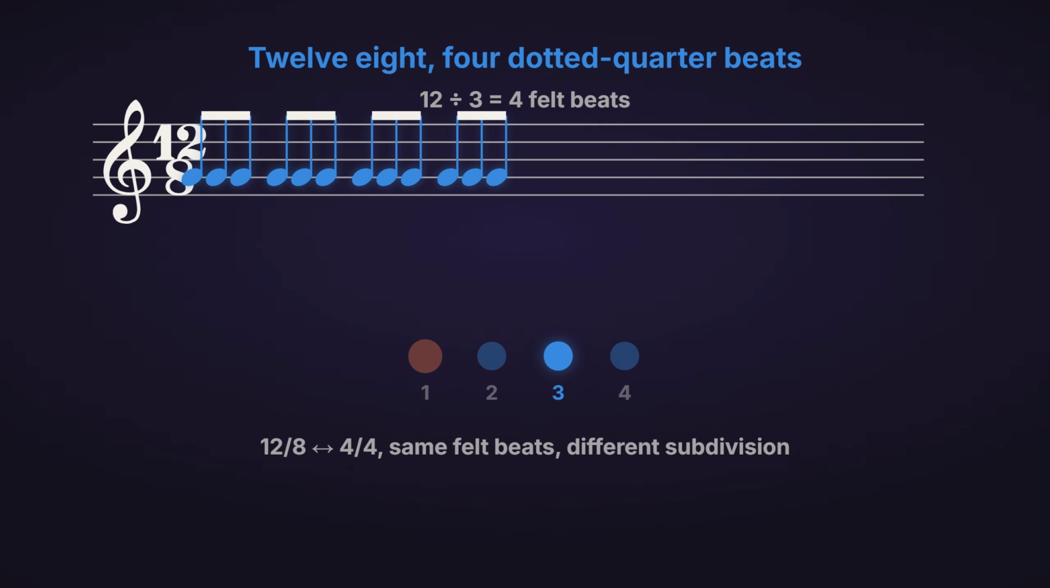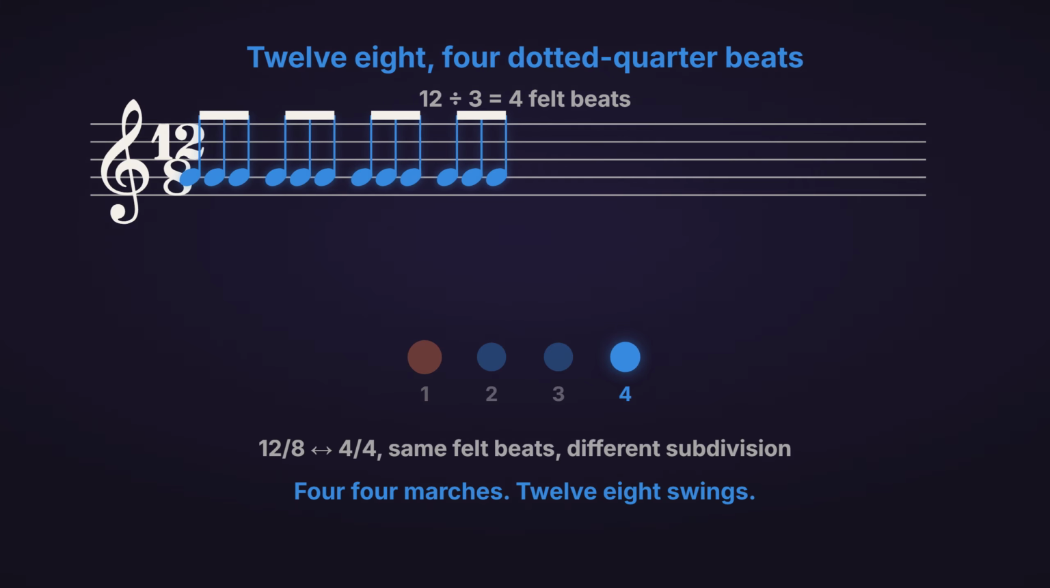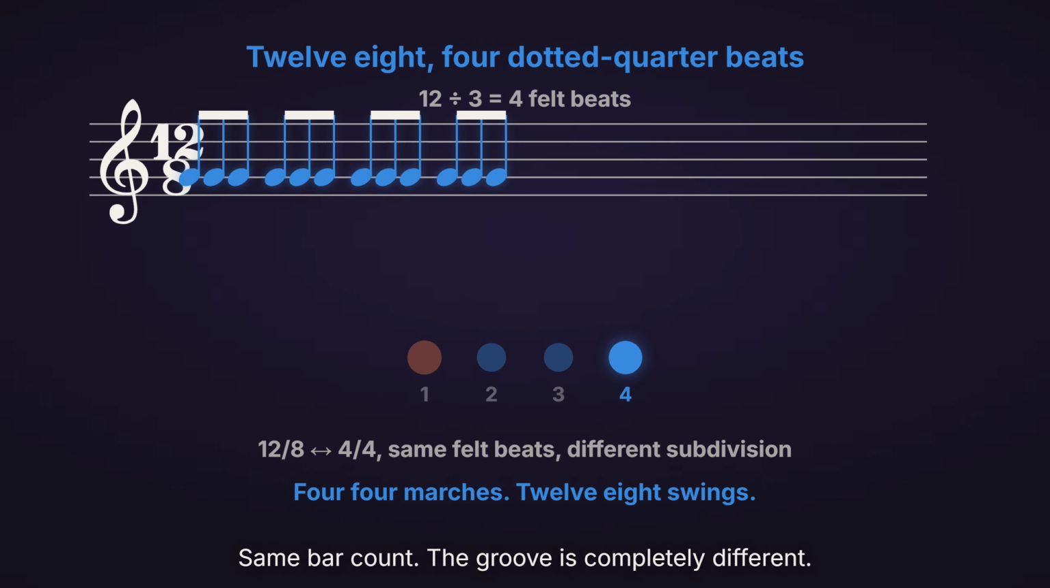4/4 subdivides by 2. 12/8 subdivides by 3. Play a piece in 4/4 and it marches. Write the same piece in 12/8 and it swings. The bar count matches. The groove does not.